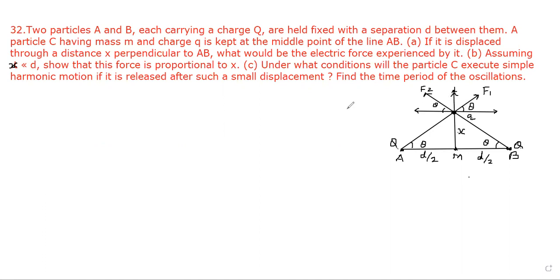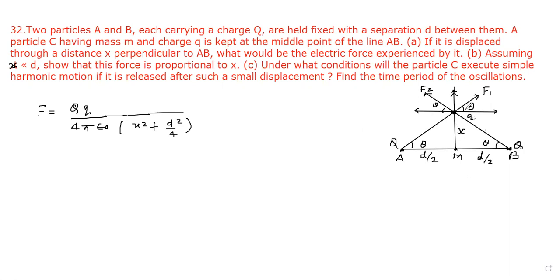Now, in magnitude, F1 and F2 will be equal. So let's write them as F, and we write the formula Q times small q divided by 4 pi epsilon naught, and this distance will be equal to x square plus d square by 4 using Pythagoras theorem.